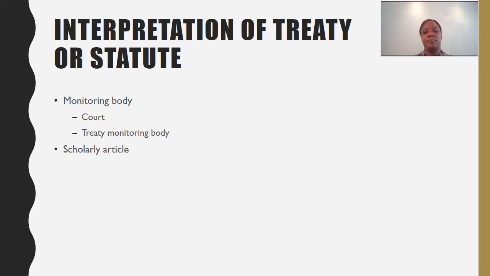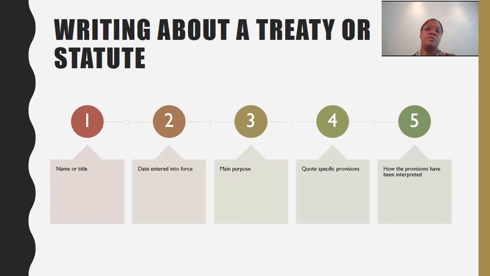So we know that legal analysis is done cognitively. That is to say, we have to use our brains and our minds to look through and understand the provisions of a treaty or a statute. But often that cognitive analysis has to be transferred onto paper. It has to be put in writing. It has to be digitalized in some way. And so when you're writing about a treaty or a statute, you might keep these 5 ideas in mind.